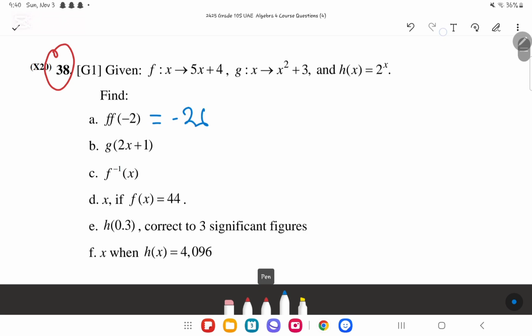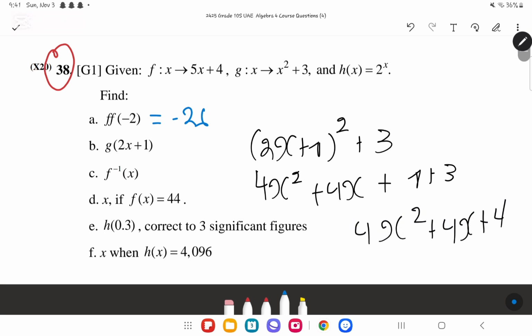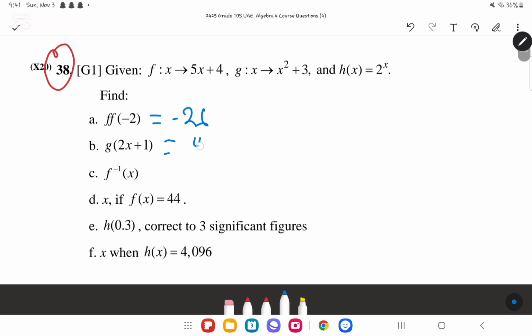Part B, also substitute. So we get 2x plus 1 squared plus 3. Then solving it, we are going to get 4x squared plus 4x plus 1 plus 3. So then it becomes 4x squared plus 4x plus 4. So g is equal to 4x squared plus 4x plus 4.